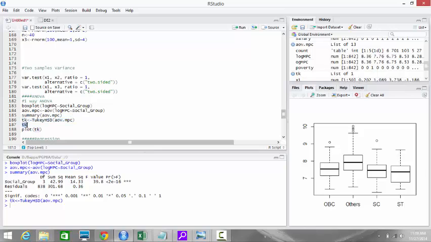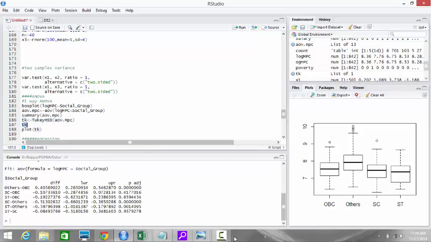And then let's print the Tukey. It gives a nice simple table, and this should tell us where the differences are. The way to read it is: between others and OBC, the p-value is extremely small, which means there is a difference between others and OBC. Others minus OBC, the difference is 0.40, so the log MPC of others is greater than that of OBC. Between SC and OBC, the p-value is 0.41, so this is not significant, therefore there is no difference between SC and OBC.